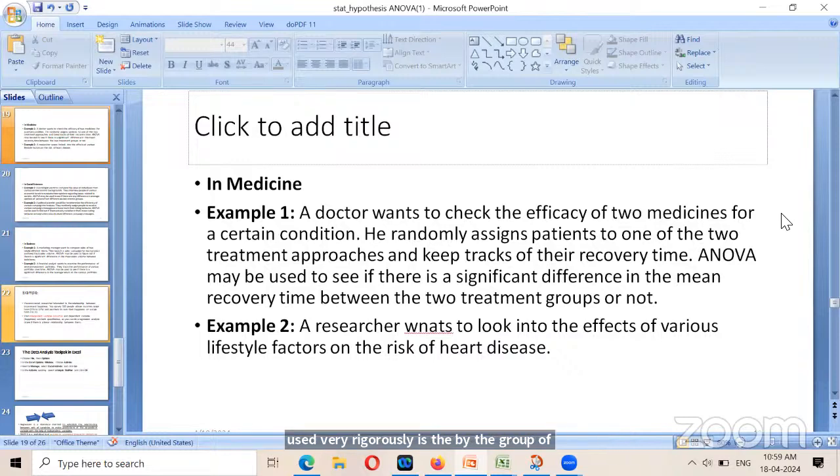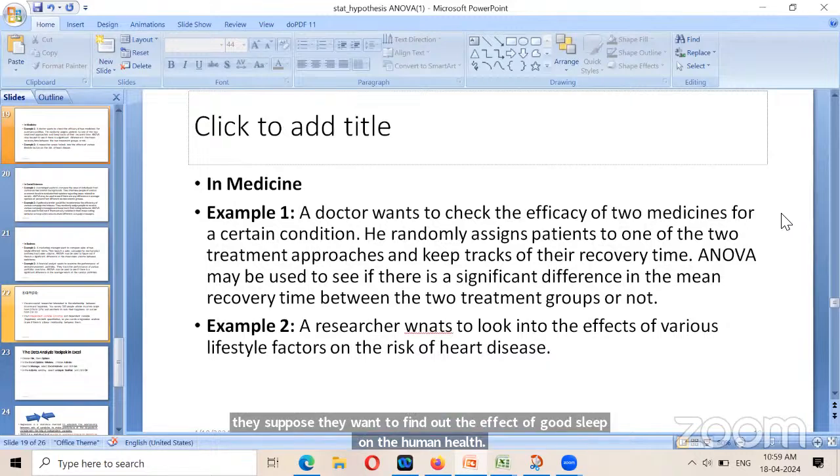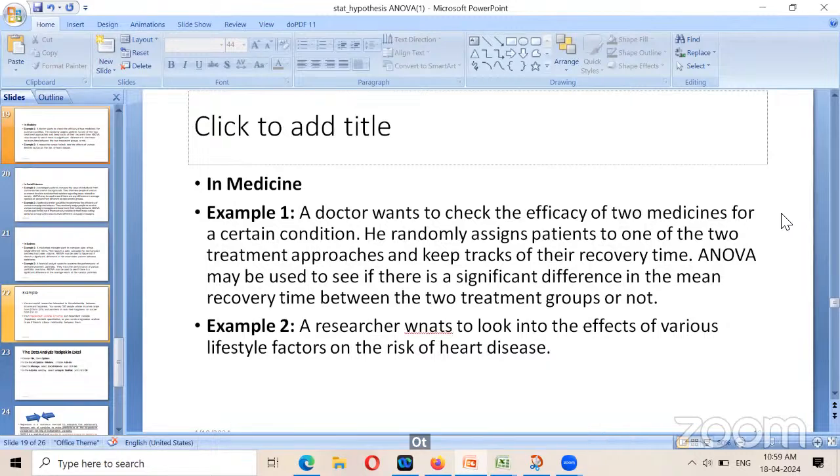Okay, in the field of psychology also, suppose they want to find out the effect of good sleep on human health, or the effect of good sleep on your psychology. Okay, so they will form a large group of people, and for 3 months or 6 months, they will observe the people's sleep and their behavior, and they will apply the ANOVA test on the data collected, and then they will come up with some conclusion, or they will predict something.